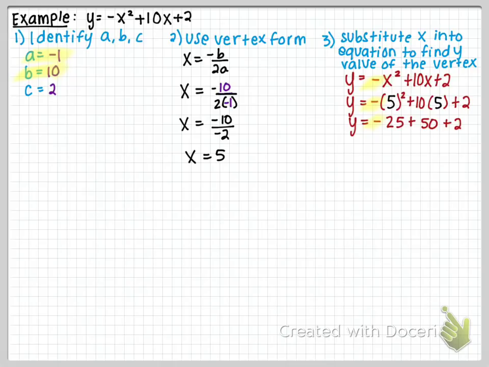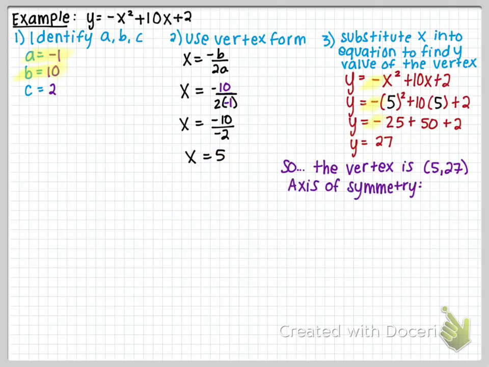So that negative came from the equation. We have y equals negative 25 plus 50 plus 2. So y equals 27. So our vertex is 5, 27. This, comma, this, right? Our x, comma, y. Axis of symmetry is x equals whatever this guy is. x equals 5.